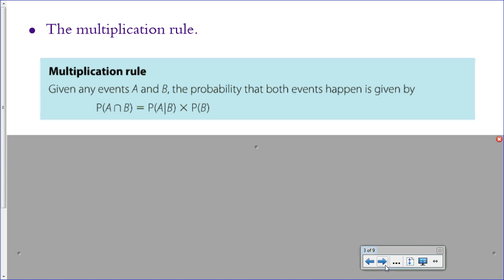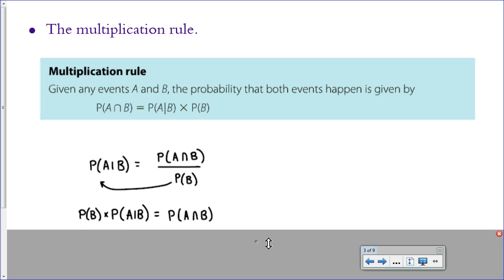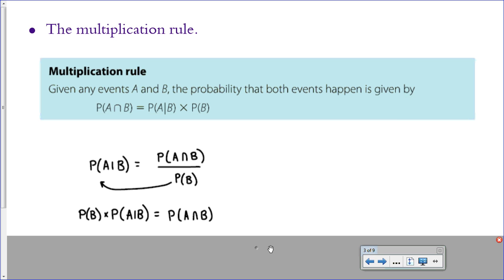Transform that formula, you get the multiplication rule. So it's the exact same formula, just with the probability of B moved to the other side of the equation. So you just need to be familiar with this format because this is how it's going to appear in the formula booklet that still has conditional probability in it.